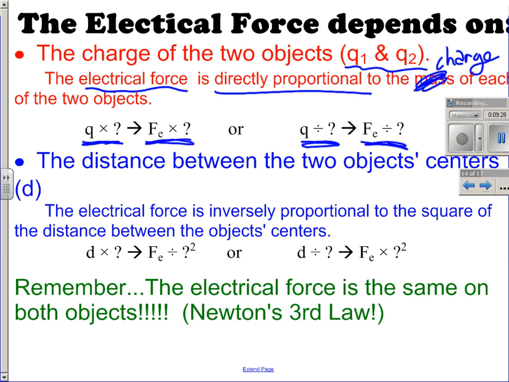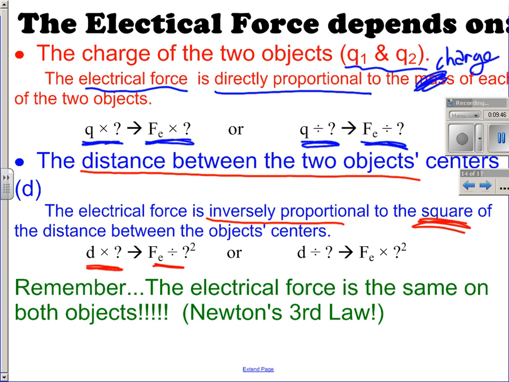All right? And just like gravity, the electrical force also depends on the distance between the two object centers. Okay? And so the electrical force is inversely proportional to the square of the distance between the object centers. So double the distance gives you a fourth of the electrical force. A third of the distance gives you 9 times as much electrical force.